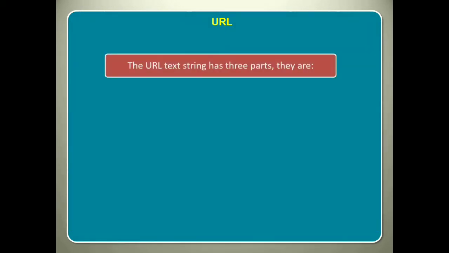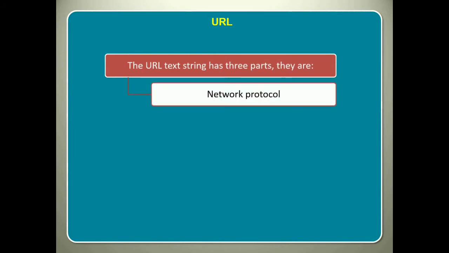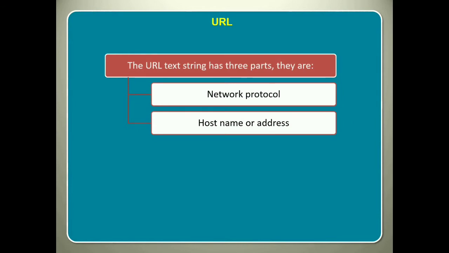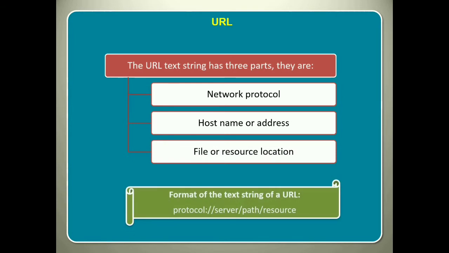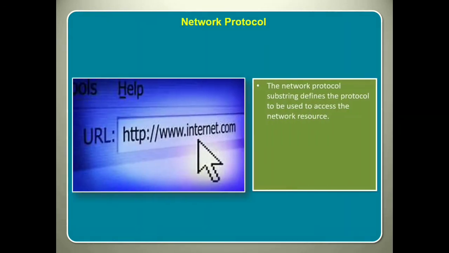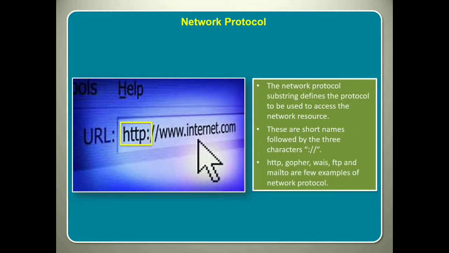The URL text string has three parts, namely network protocol, host name or address, and file or resource location. The format of the text string of a URL is displayed on the screen. The network protocol substring defines the protocol to be used to access the network resource. These are short names followed by the three characters ://. HTTP, Gopher, Waze, FTP, and Mailto are a few examples of network protocols.